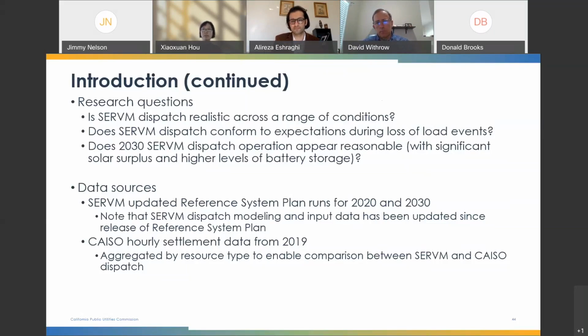We used SERVM's updated reference system plan runs for 2020 and 2030. That would include the wind shape updates and also the SERVM client update that includes improvements in CCGT and battery operation algorithms, as Patrick has presented on. So for our comparison, it already has a lot of the improvements that were identified earlier, and we were just trying to see if everything still makes sense and if we can catch more.